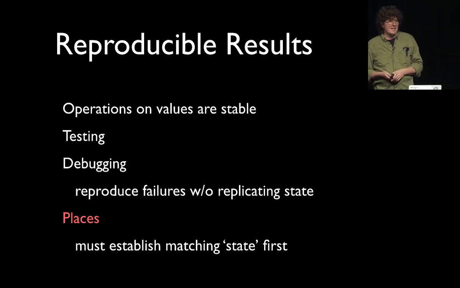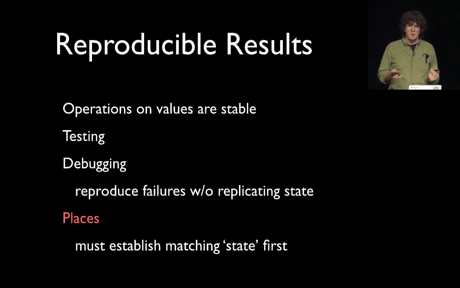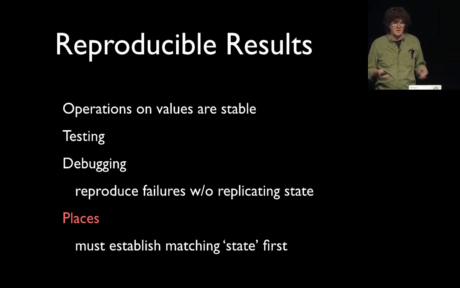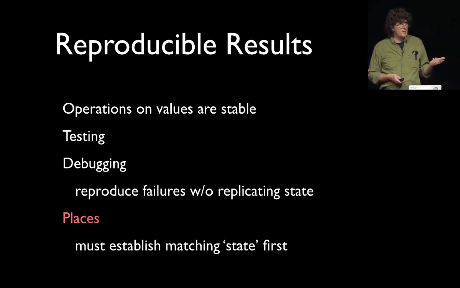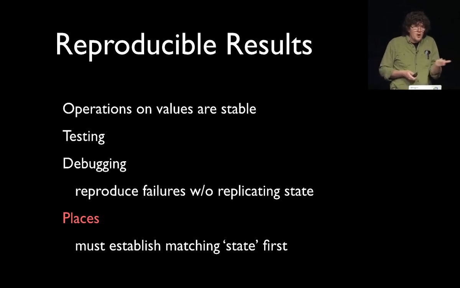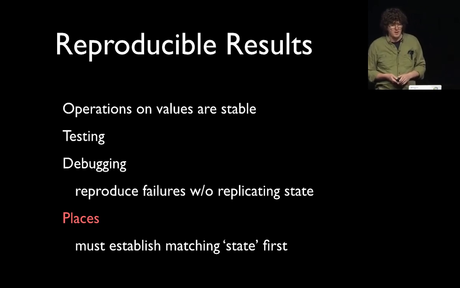Reproducible results are another fantastic benefit of values, because operations on values are stable. You do them over and over again, they never give you a different answer. This is really a great benefit when you're doing testing, obviously, because if you want to say it still works, hopefully you have code that is reproducible in the first place. And you actually spend a fair amount of time with place-oriented programming making that sentence true, that the test, when run twice, should return the same result. Whereas if you're programming with values, that's not even a question.